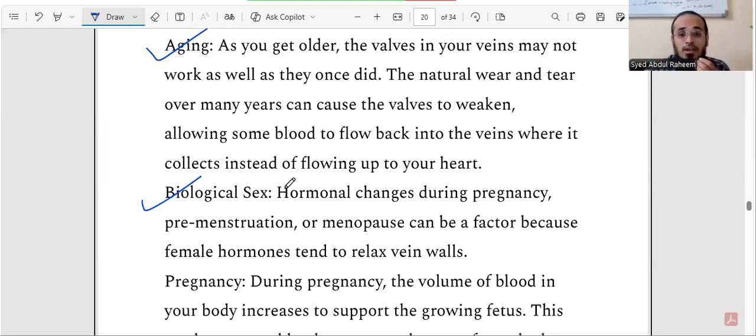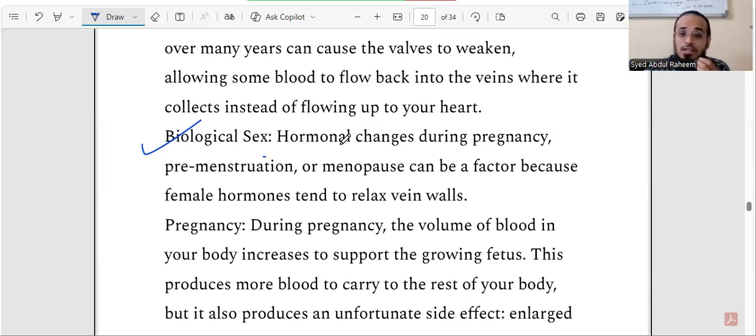Or female hormonal changes during pregnancy, premenstruation or menopause. This will trigger the female hormone, which will relax the walls of the veins. It means the valves will become fragile, meaning loose. Due to that reason also, varicose vein happens.